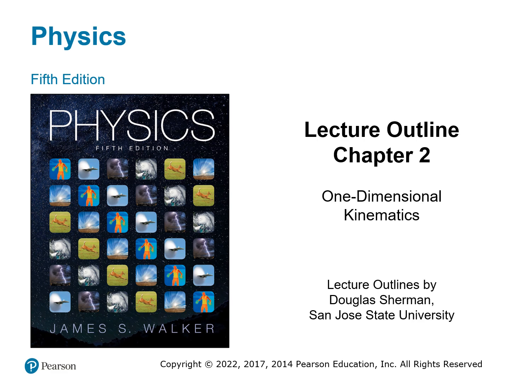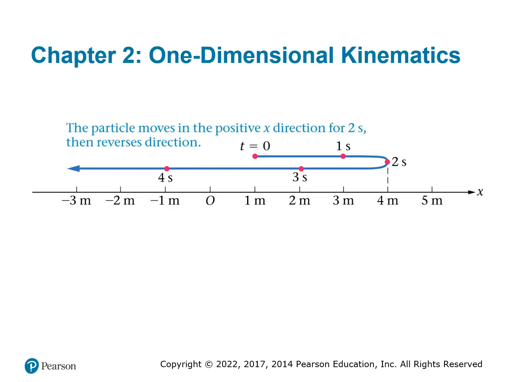All right, this is going to be the lecture video for Chapter 2, One-Dimensional Kinematics. So one-dimensional kinematics means for this chapter, at least, we are only going to worry about objects going in one direction. An object is either going to go horizontal or it is going to go vertical. Those are the only options.